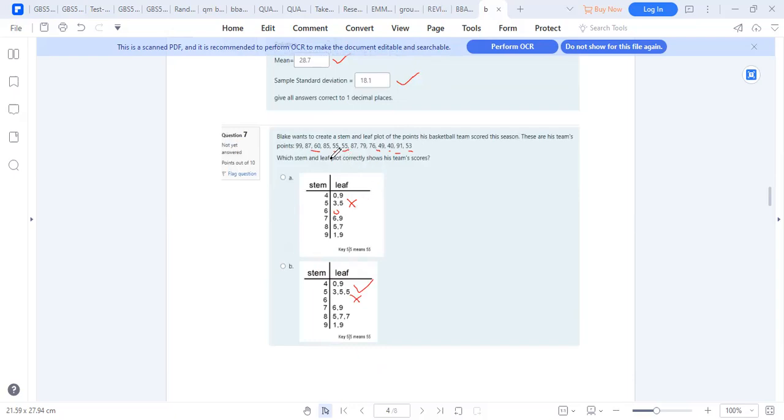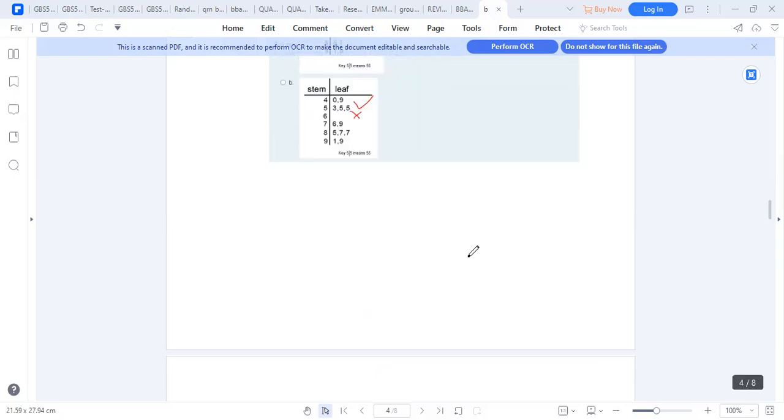And the 80s, we have 85 and 87. And 90s, we have 91 and 99. So this one is okay, except just that part and that part. So you see how to come up with the stem and leaf diagram. Are we clear? Yes, we are.